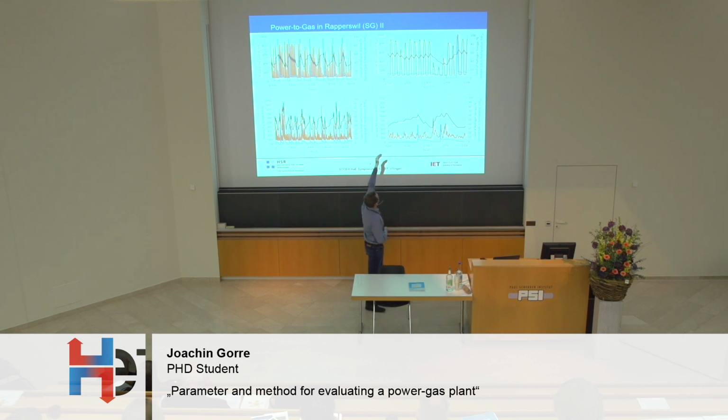For example, at the top you see it with PV electricity as an input. At night, the sun is not shining, of course. No hydrogen is produced, but the methanation is still running because of the hydrogen in the hydrogen storage.